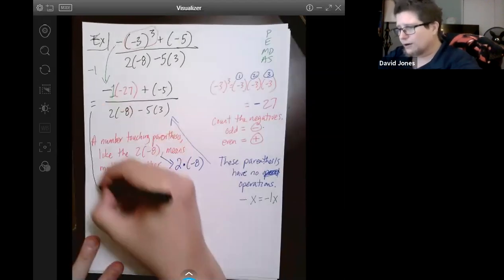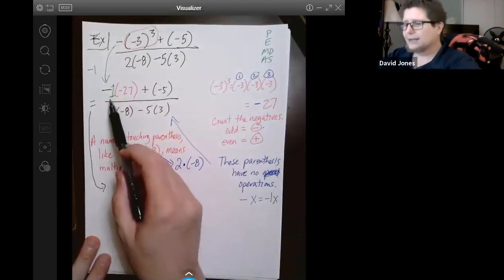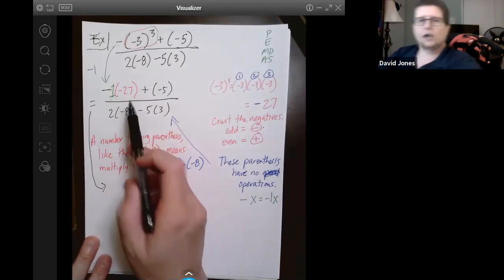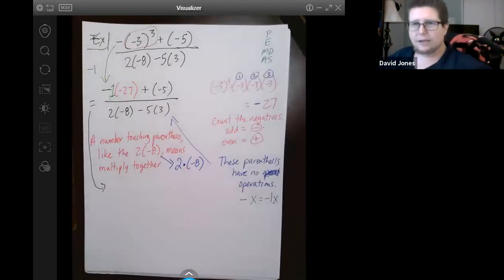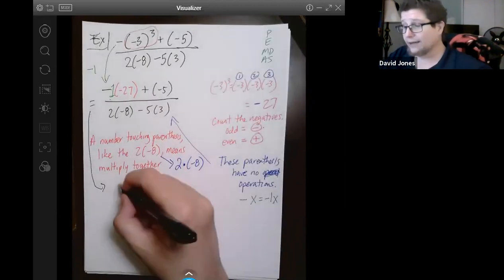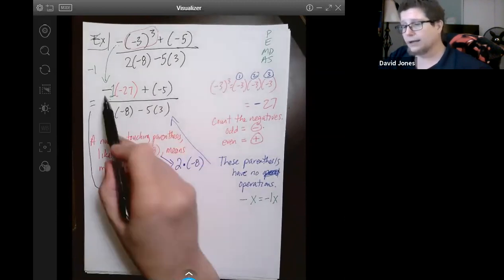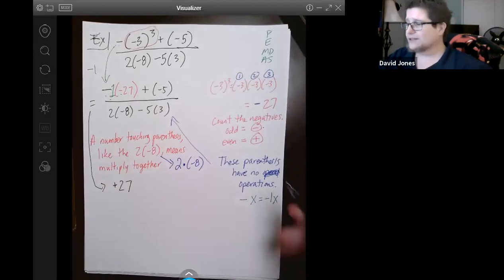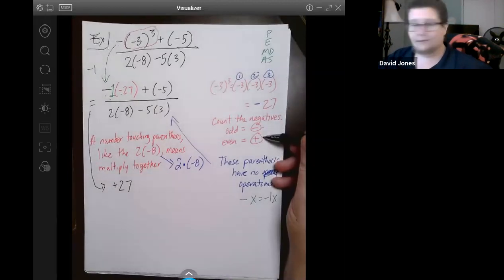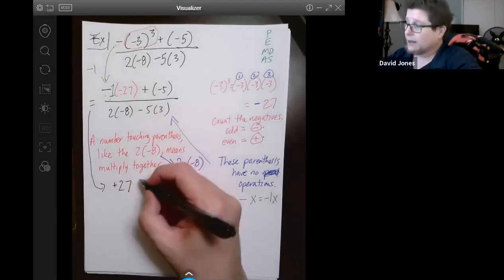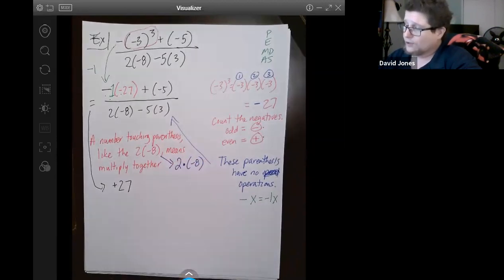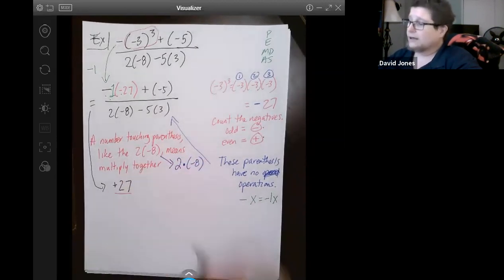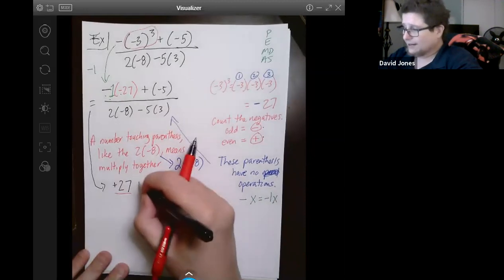We're going to continue our operations. -1 times -27. We multiply the numbers together. 1 times 27 is 27. And I've got 1 negative sign, 2 negative signs. That's positive. 2 negative signs has the even rule, and we're going to use even. So it's positive 27. So that was the change there. We've still got plus -5.